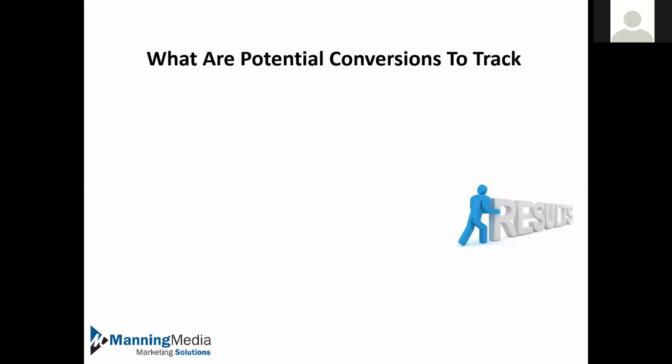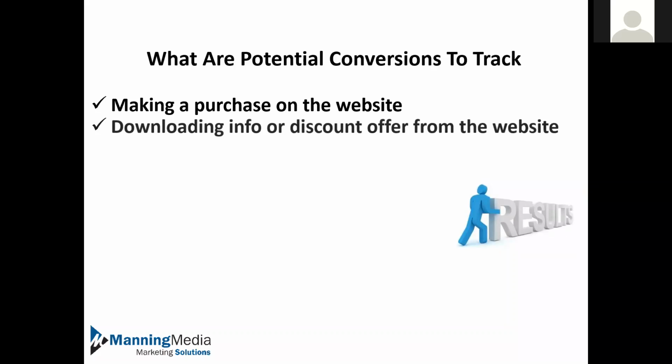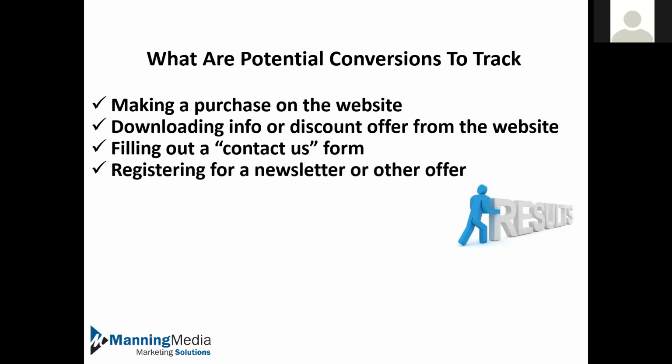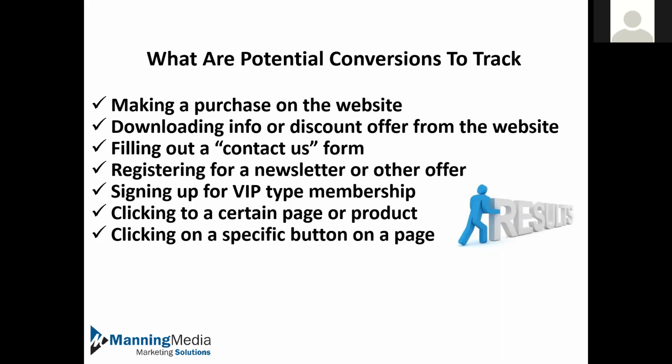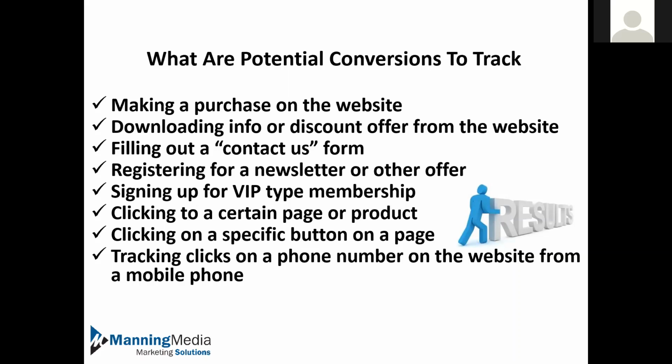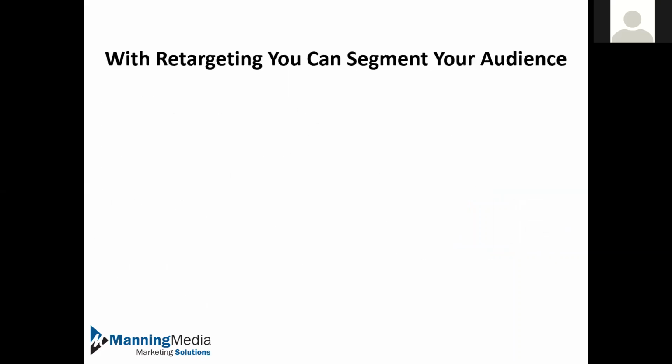So what are some potential conversions that you can track? They can make a purchase on your website if you offer e-commerce. They can download info or a discount offer from your website. They could fill out a contact us form. They could register for a newsletter or some other sort of offer. They could sign up for a VIP type membership, click to a certain page or a product on your website, click on a specific button on a page. Or you could track clicks on a phone number on the website from a mobile phone. And if you have an interactive chat box, activations on that chat box. All of those elements are potential conversions to track.